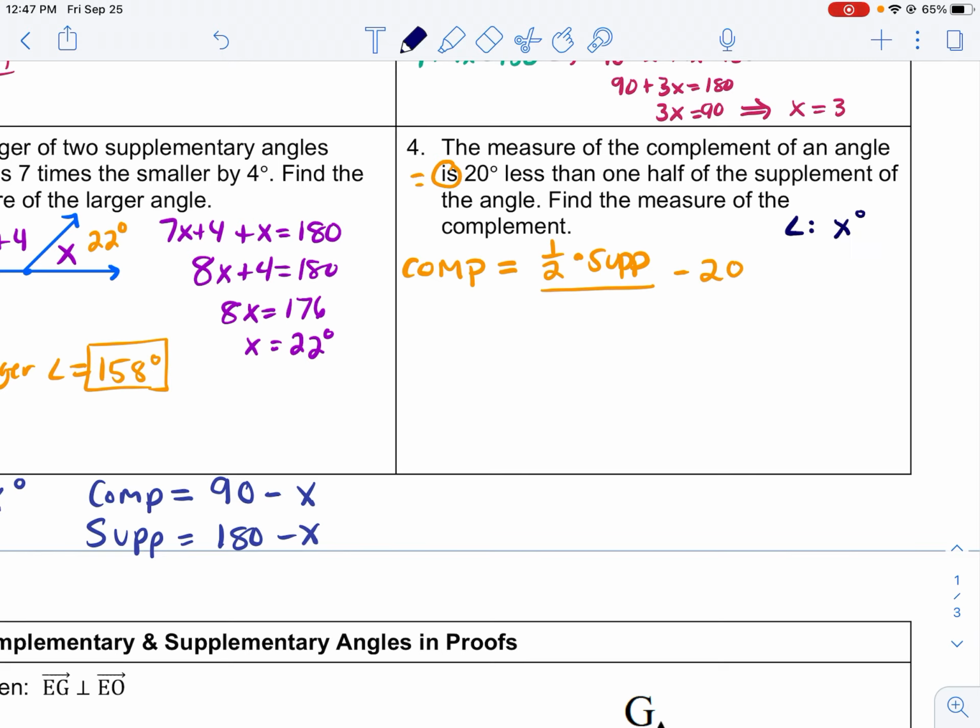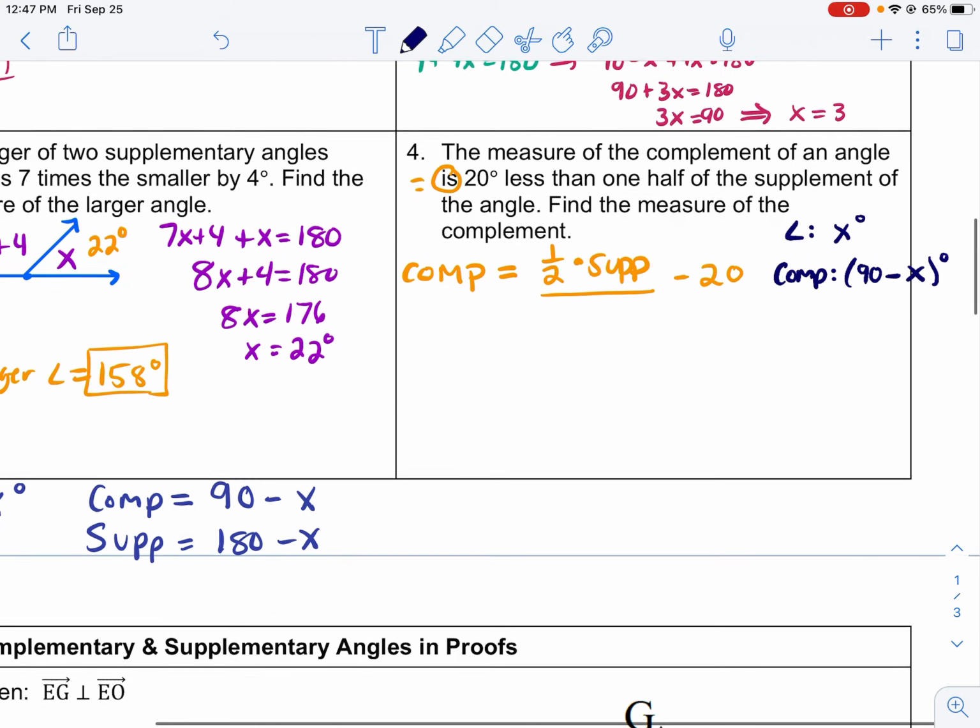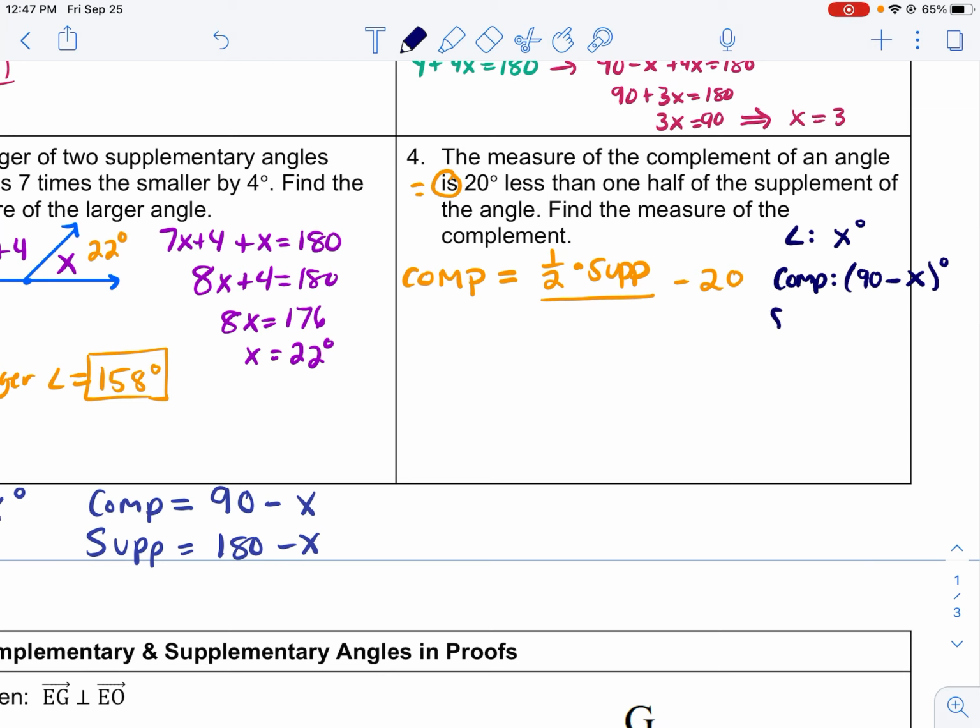So if my angle is x degrees, we just talked about this at the end of class. That would mean the complement in terms of x, meaning using x to find the complement, would have to be 90 minus that angle measure, 90 minus x degrees. And together, if I add x plus 90 minus x, that does give me 90. The supplement is going to be, same idea, but using a measure of 180. I want to take 180, subtract my angle, so that makes this 180 minus x degrees.